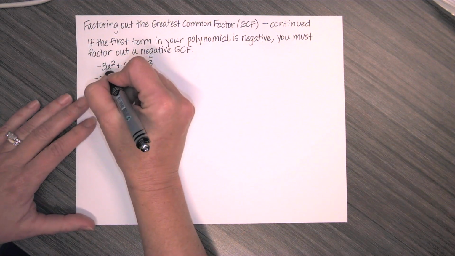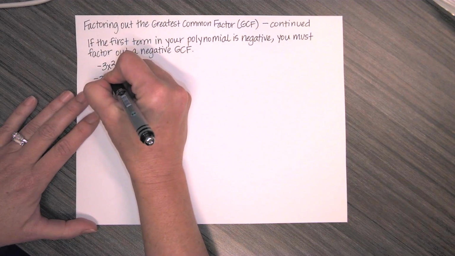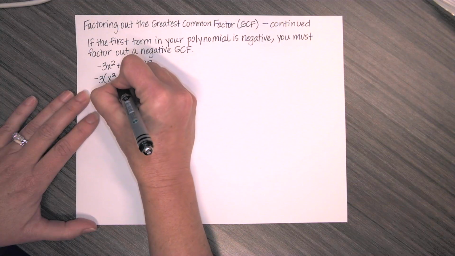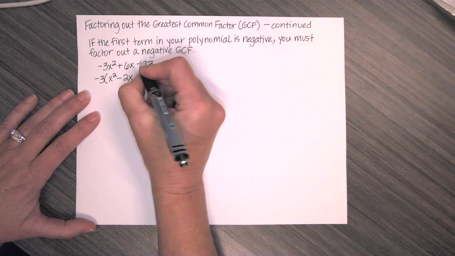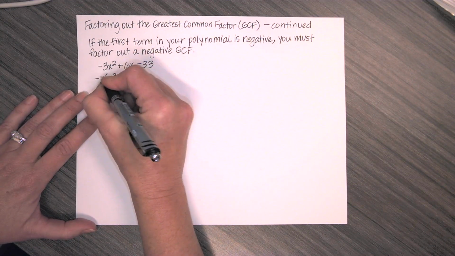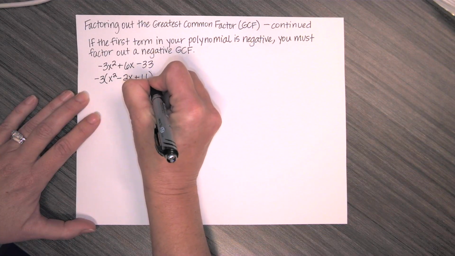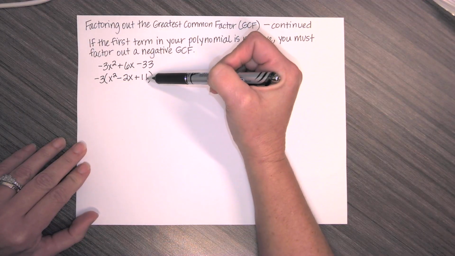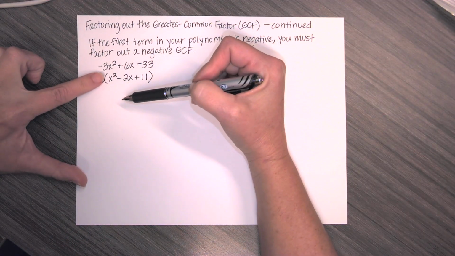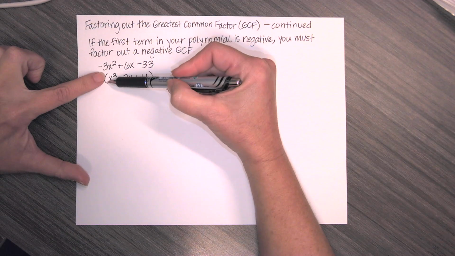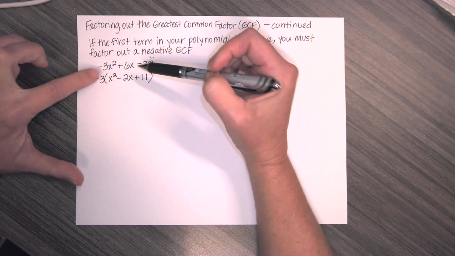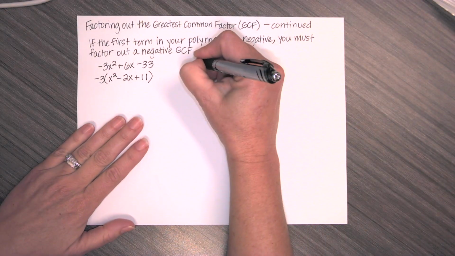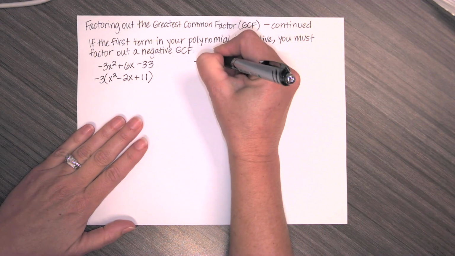So when I divide each of these by negative 3, that's going to leave x squared. When you divide a positive 6 by a negative 3, that's going to leave negative 2x. And when you divide negative 33 by negative 3, that's going to give you positive 11. So you see now our polynomial that we're left with, once we take the greatest common factor out, has a positive leading coefficient, and that's going to help us as we progress into more factoring. Let's look at one more like that.